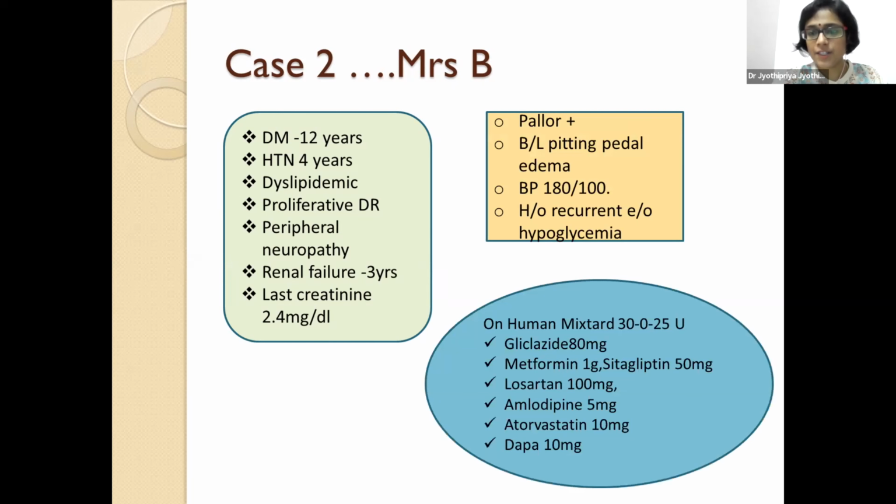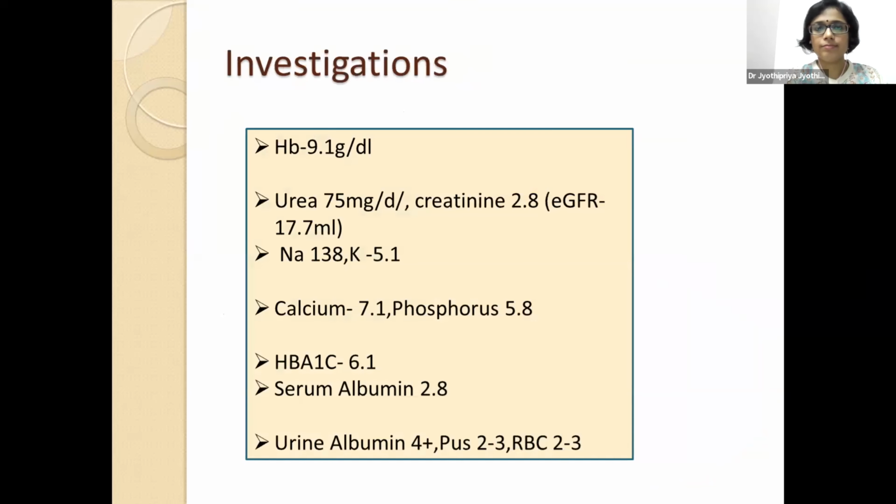And she's on insulin, human mixed starts, 30 in the morning and 25 units at night, gliclazide 80 mg twice daily, metformin, sitagliptin, losartan 100 mg, amlodipine, atorvastatin, and DAPA. So now, her investigations reveal a hemoglobin of 9 with a creatinine of 2.8. So eGFR is coming around 17 ml, with a high normal potassium, low calcium, high phosphorus, HbA1c of 6.1, and urine showing albuminuria. Now, what are the issues?